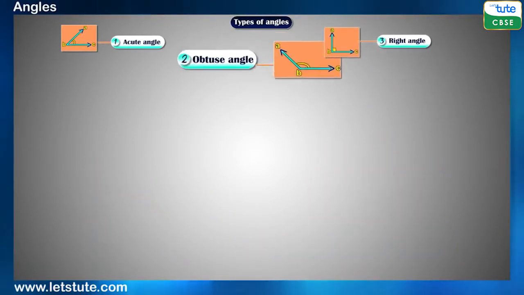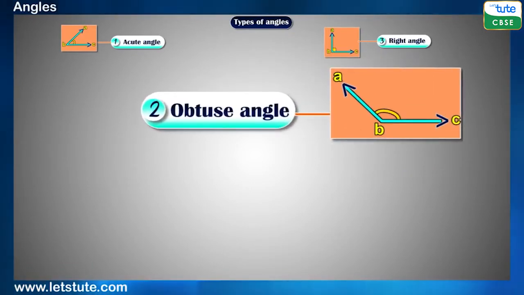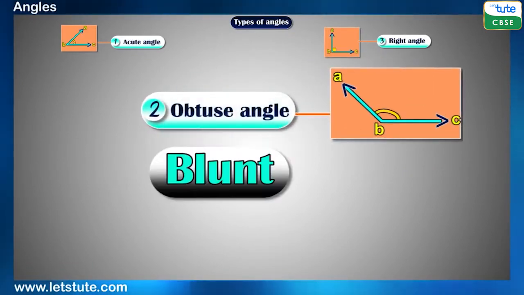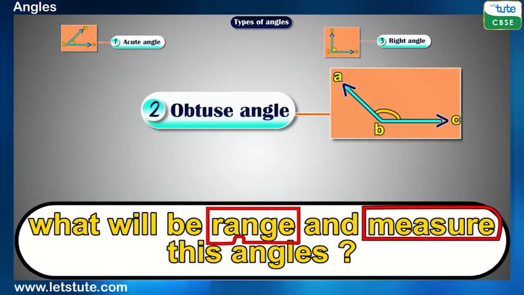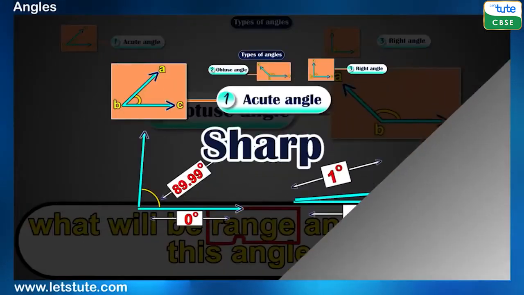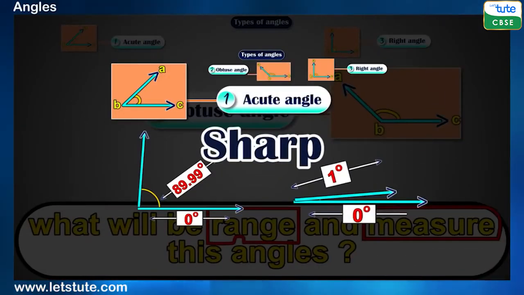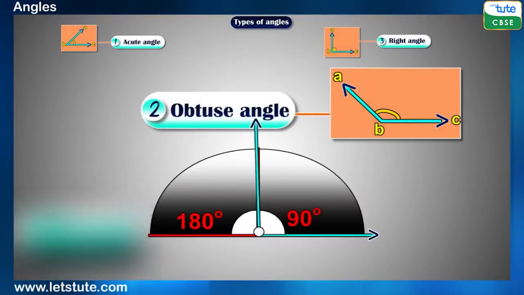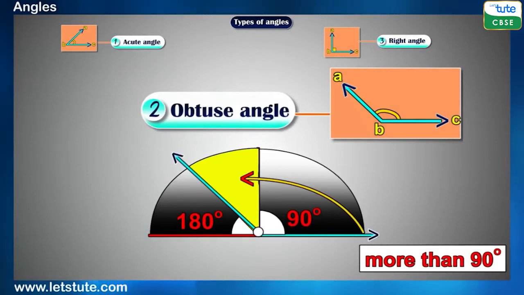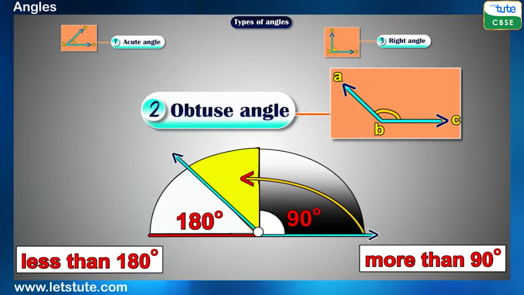Now the last one is obtuse angle, where obtuse means blunt. So can you guess what the measure of these angles will be? Right, since acute was sharp and it was less than 90, here obtuse means blunt, so it will be more than 90. And it will be less than 180 degrees.